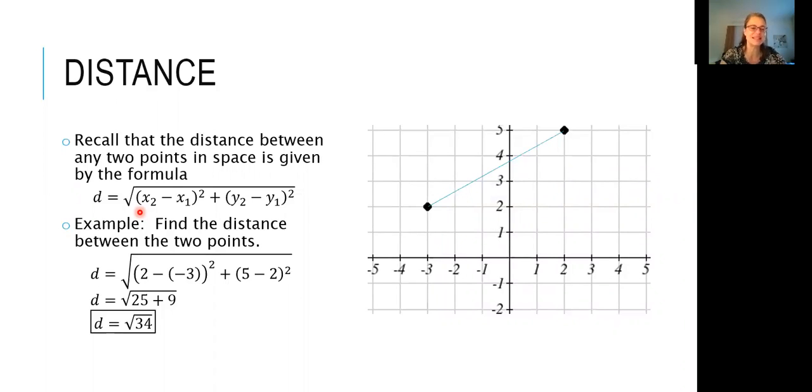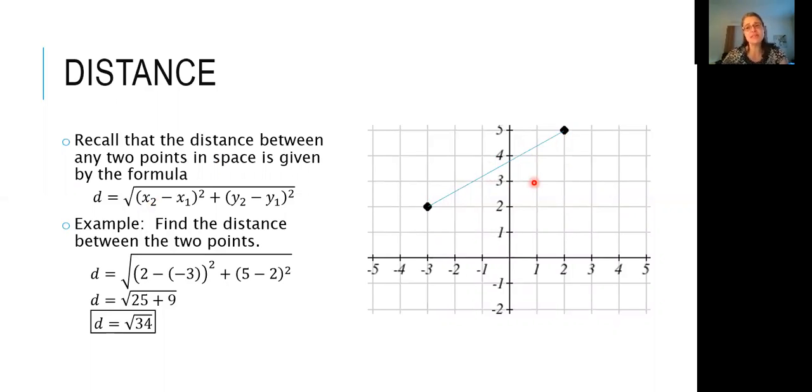But this is the distance formula, and here's what it says. It says that the distance between any 2 points in space, and this is going to be the shortest distance possible between those 2 points, which is also always going to be the distance along a straight line that connects them. The shortest distance between those 2 points can be found essentially from the Pythagorean theorem.